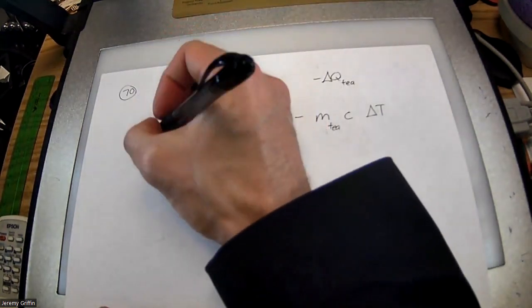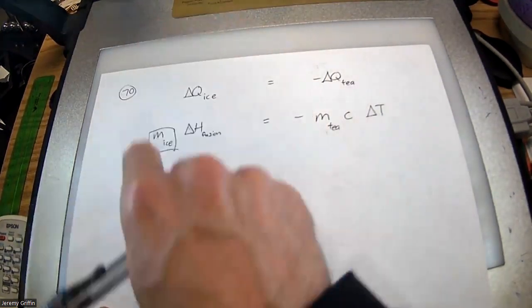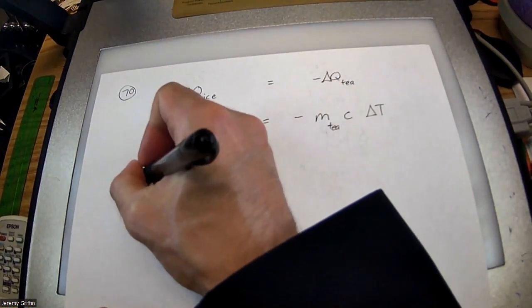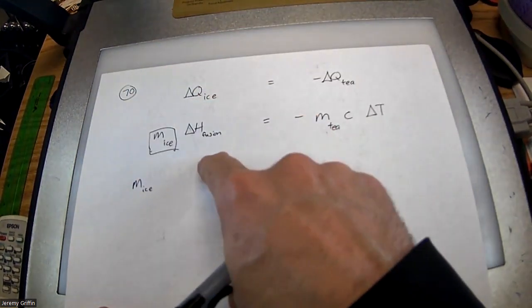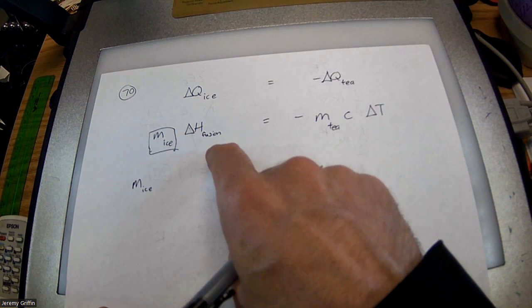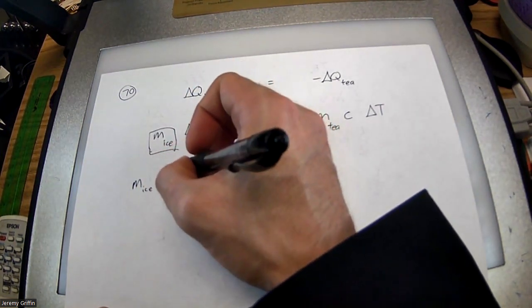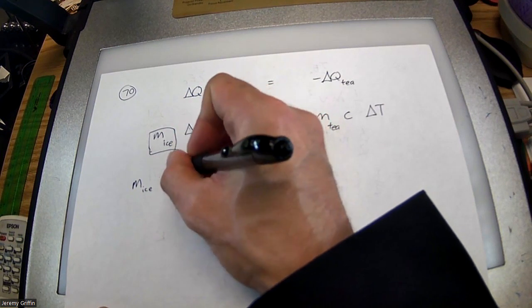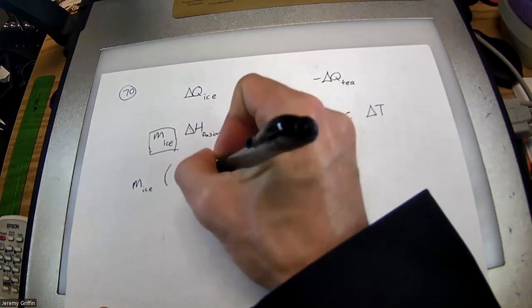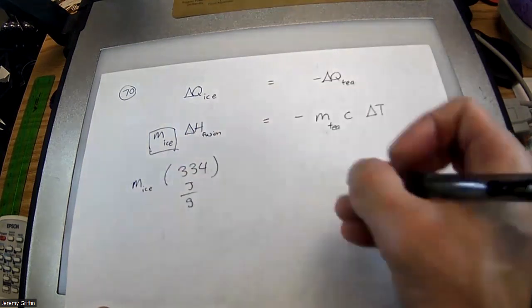So what's a good next step? We are solving for how much ice you would need to make this whole thing happen. So mass of ice times latent heat of fusion. I'll go ahead and plug in a number. Why not? It's 334 joules per gram.